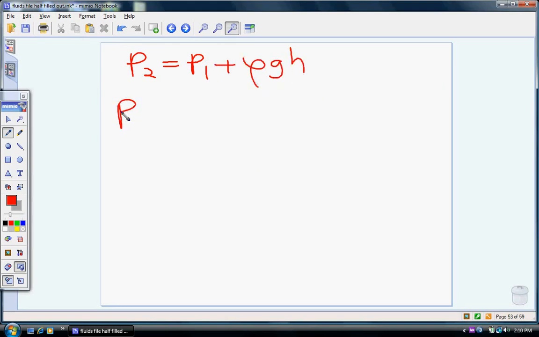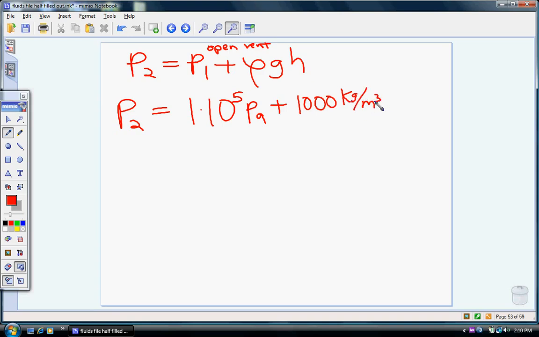So the pressure down at the bottom equals the pressure up at top. And since they said it's an open vent, that's going to be atmospheric pressure, 10 to the 5th pascals, due to the open vent. Plus rho, 1,000 kilograms per meter cubed, times 10 meters per second squared, times that height value of 25 meters.